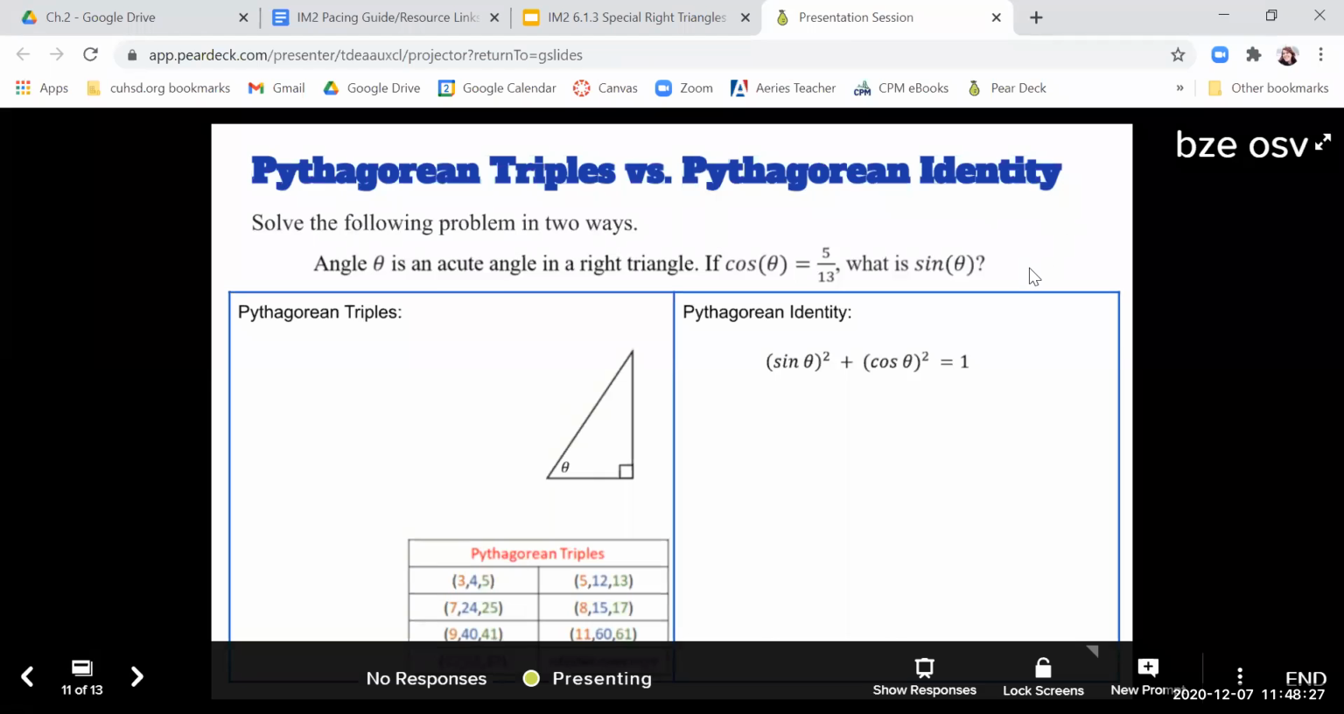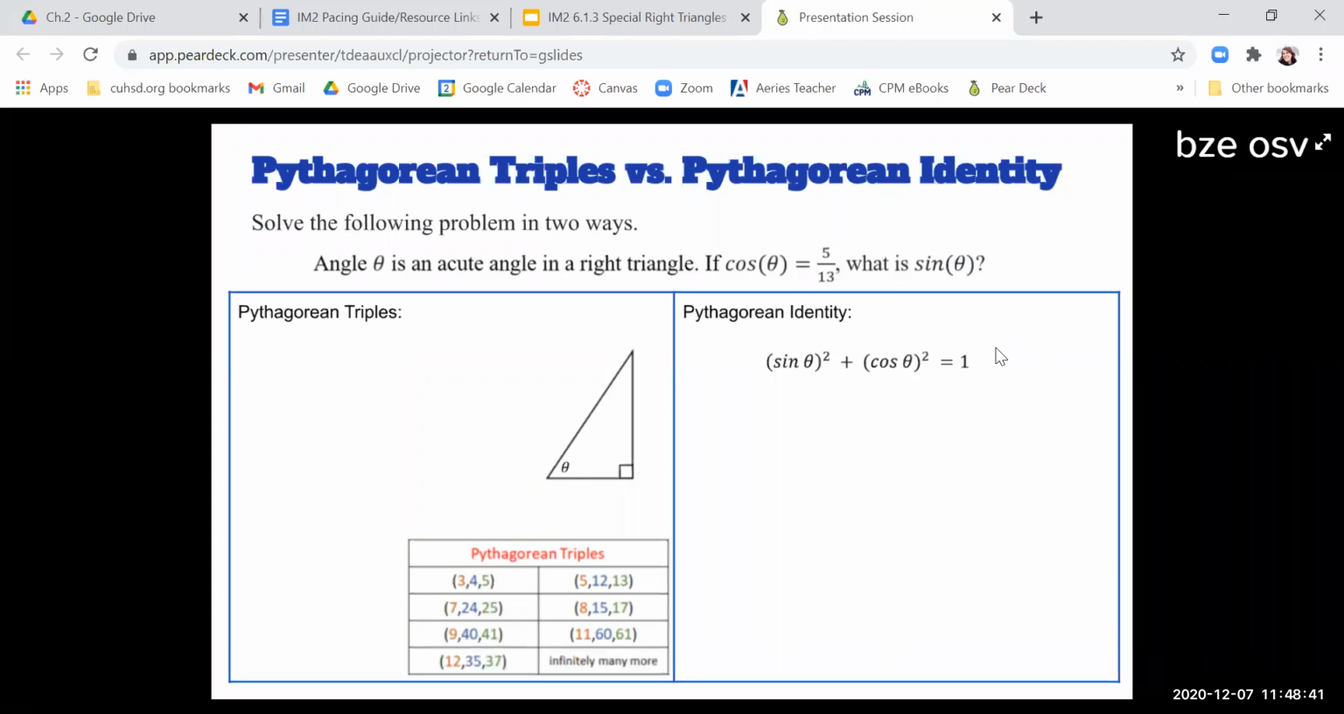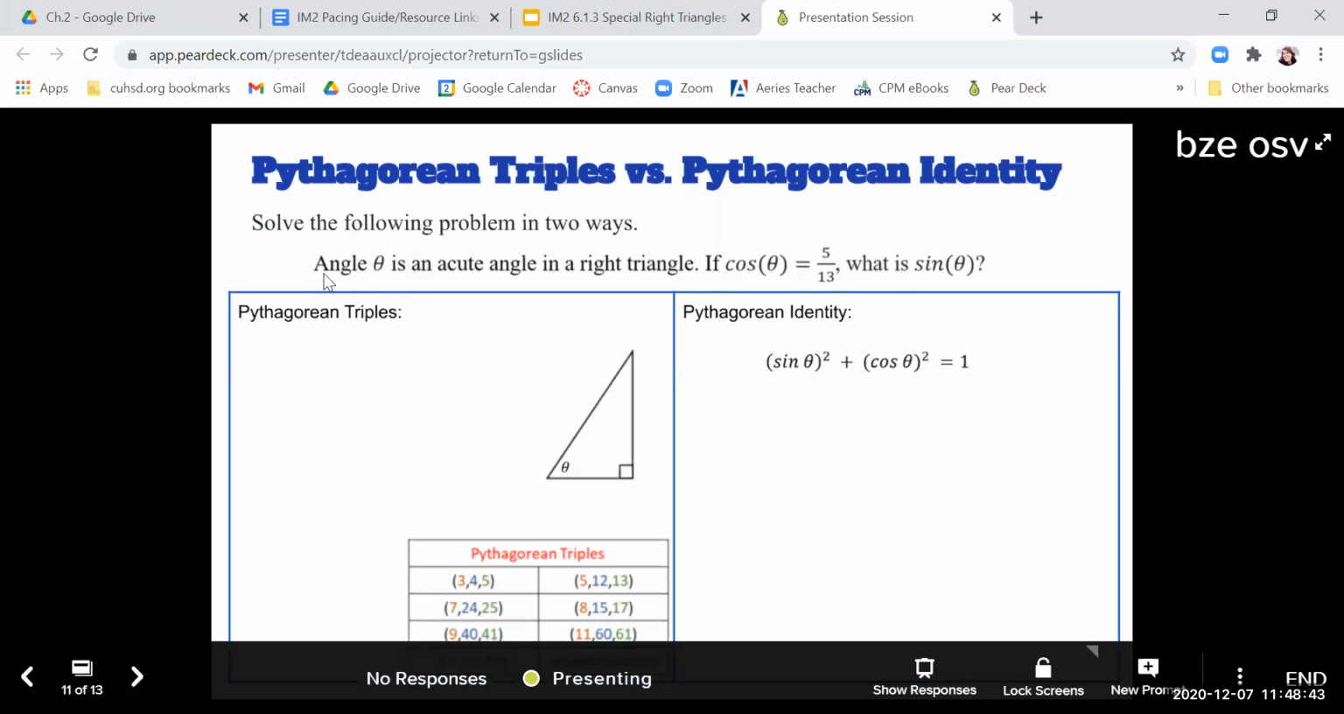All right, so here's our last slide where we're going to do that Pythagorean triples method again, and then we're going to solve the same problem using the Pythagorean identity, and we're going to see how it's two methods for the same exact end result. So here's our question. Angle theta is an acute angle in a right triangle. If cosine of theta is 5 over 13, what is sine of theta?